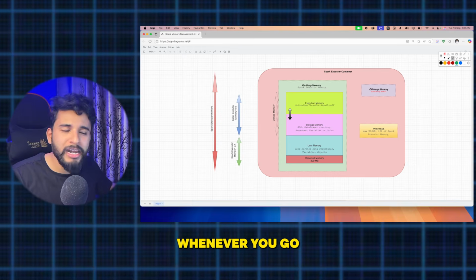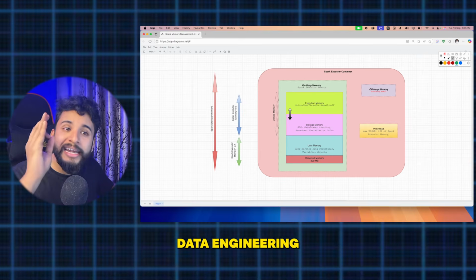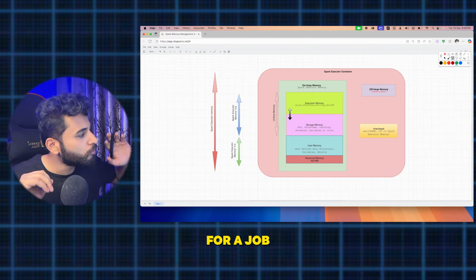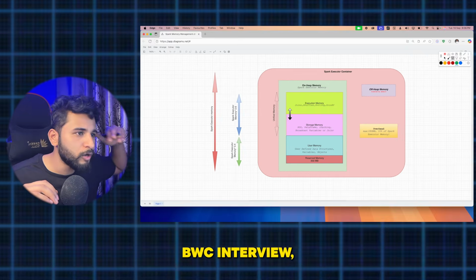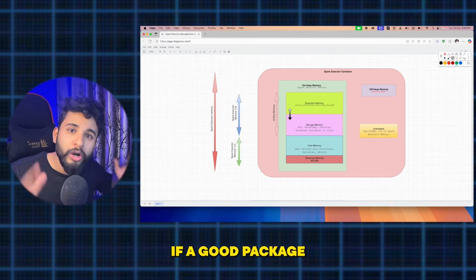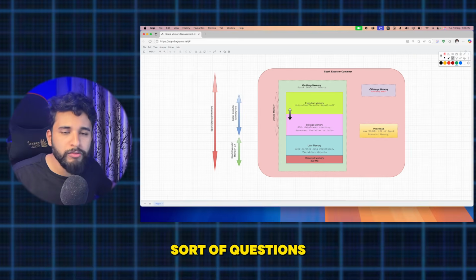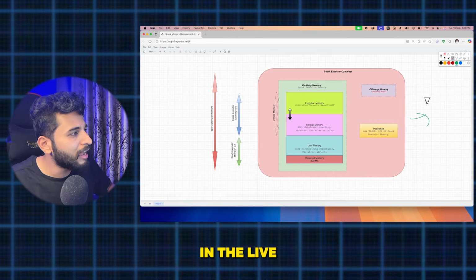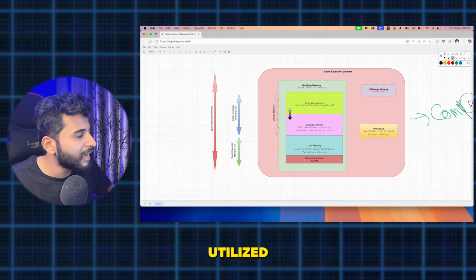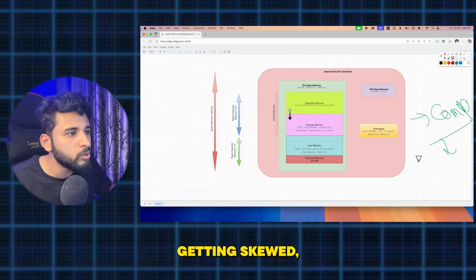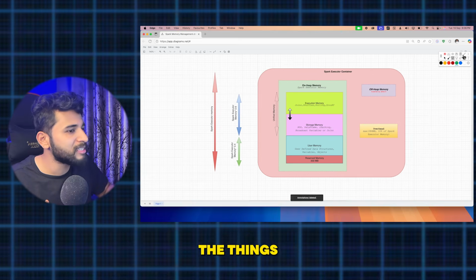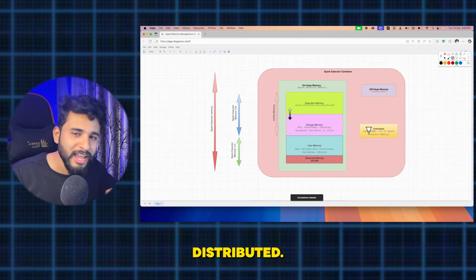Very, very important. Whenever you go for any core data engineering roles, it will be asked, whether you go for a Jio interview, PwC interview, Deloitte interview, where a good package is given, definitely these sorts of questions will be asked. This is how you will understand, in a live environment, when compute is getting utilized or full or memory is getting skewed, where you need to improve things, how you need to manage them, and how things are getting distributed. This was all about the video.